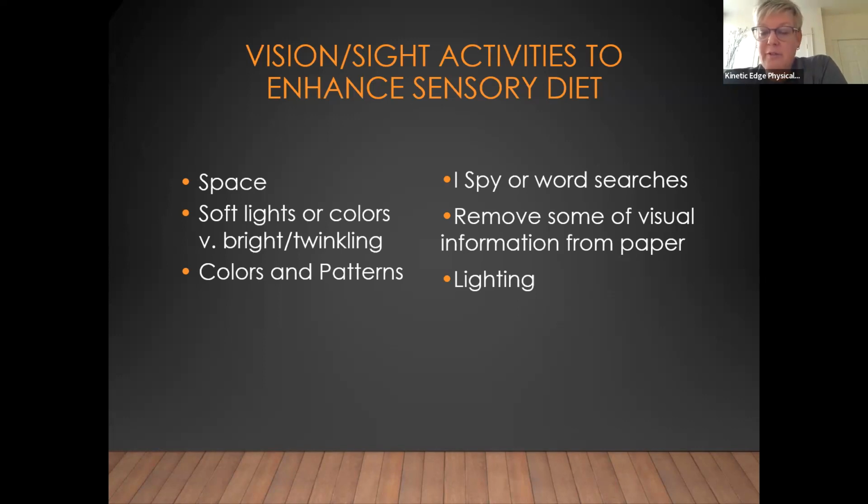Removing some of the visual information from a paper. I most often think about this with math worksheets, even for reading, it can be fairly overwhelming for some kids when there's that much visual information. So, using other papers to hide some of it, or for math homework, cutting out a box so that they're just looking at one particular problem at a time, so they can stay focused on that, using bookmarks, that type of thing, for removing some of that visual information.